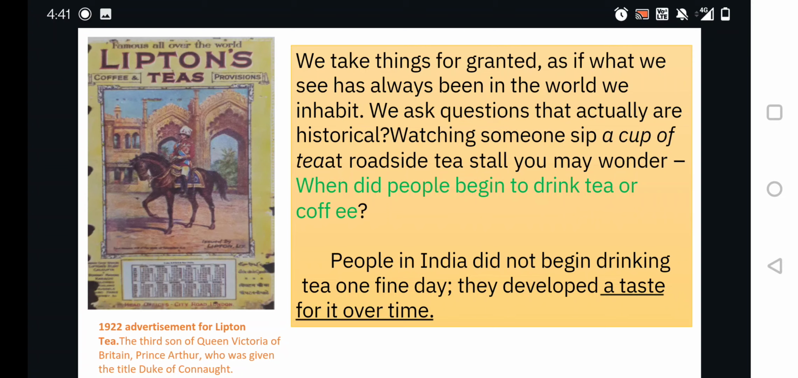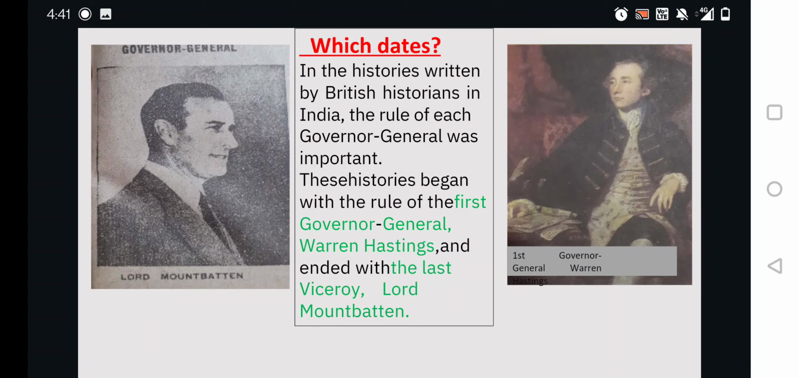Watching someone sip a cup of tea at a roadside tea stall, you may wonder, when did people begin to drink tea or coffee? People in India did not begin drinking tea one fine day. They developed a taste for it over time. So that is known as time period.